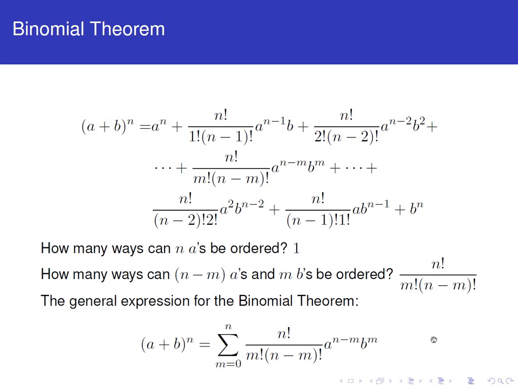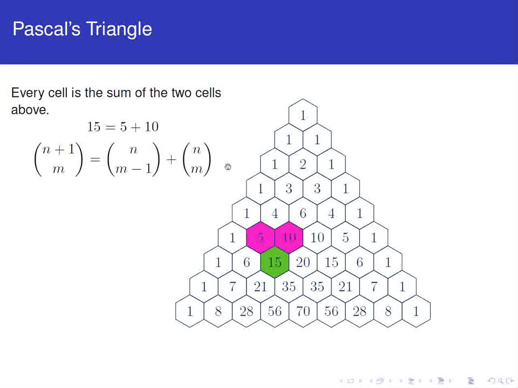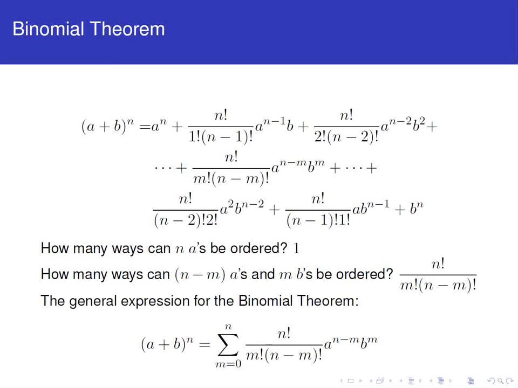But let's go on with this, and let's see something else here called Pascal's triangle. First, let me just talk about some properties of Pascal's triangle. Any cell, like this green cell, is the sum of the two cells above it. And so 15 is equal to 5 plus 10. That's pretty straightforward. We can also write this in our computational notation. Actually, I probably haven't defined that yet, have I? Bummer.